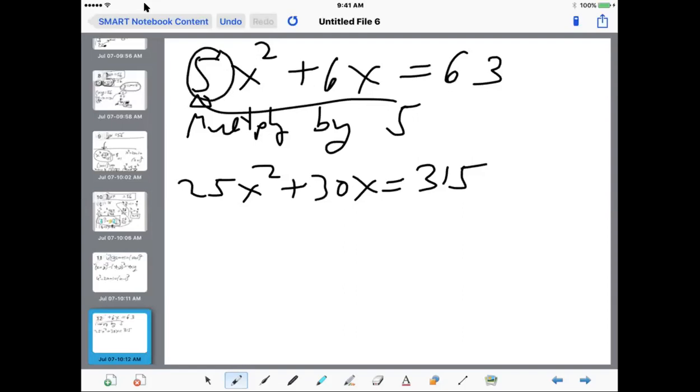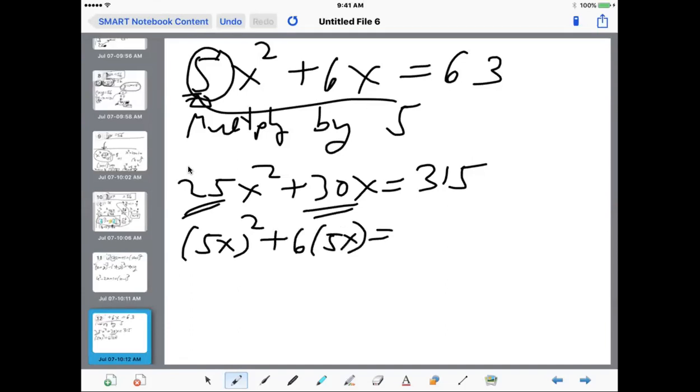By making it bigger? But yes, if you multiply this by 5, this number is guaranteed to be a perfect square. So I'm going to write this as 5x in parentheses squared. And this 30x, I'm going to write as 6 times 5x. Because I really want this to match up with this.